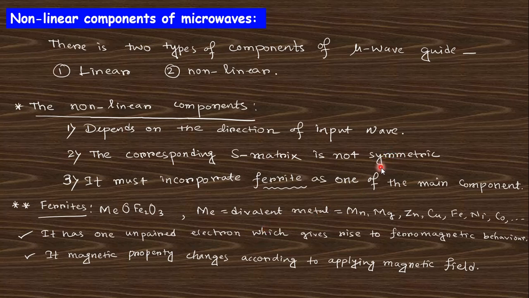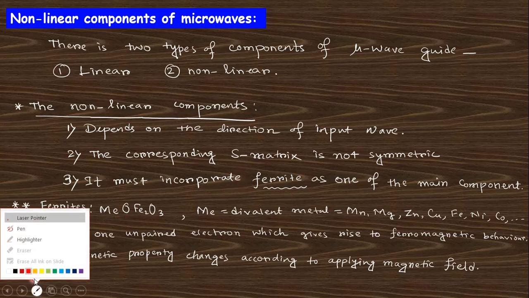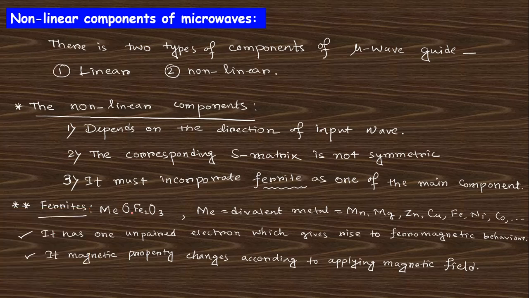For that you need to use a ferrite material. What is ferrite? Ferrite is like this: MO·Fe2O3, that is the ferrite material, where M is a divalent metal like magnesium, manganese, zinc, copper, iron, etc. Okay, so this type of material we need to use for a non-linear component. It has some special property: it has an unpaired electron which gives rise to ferromagnetic behavior.